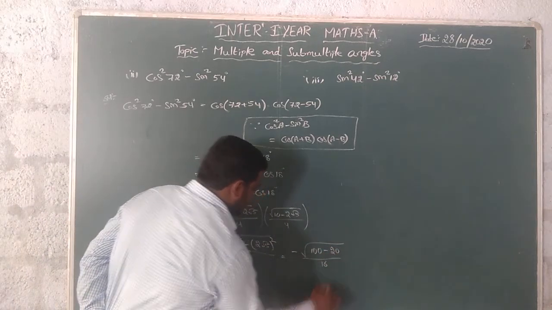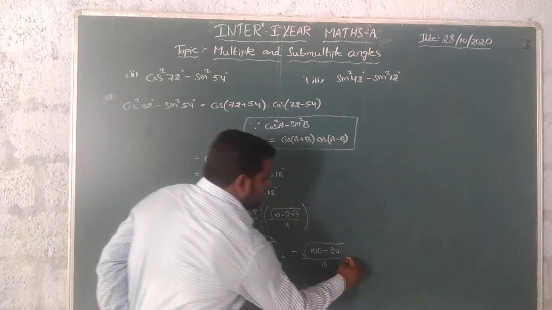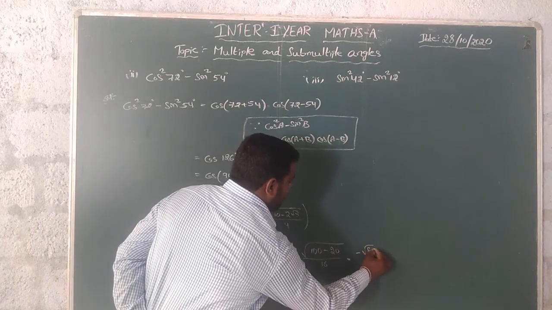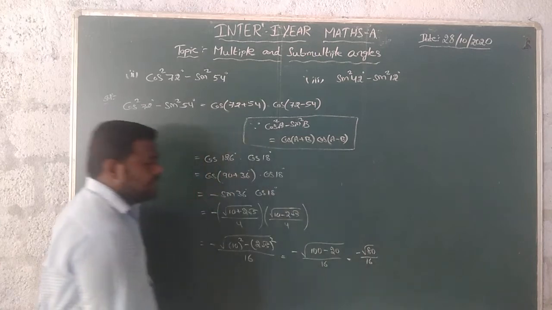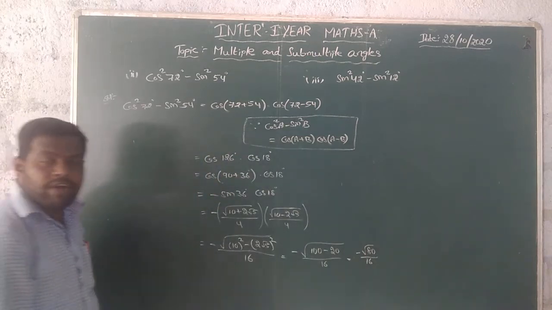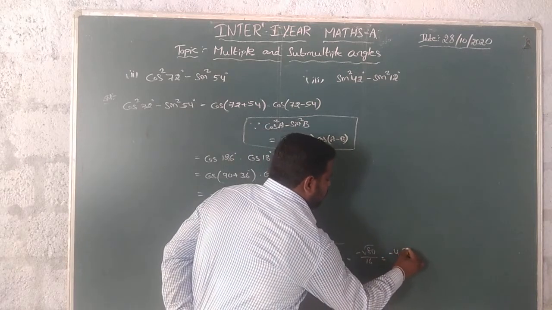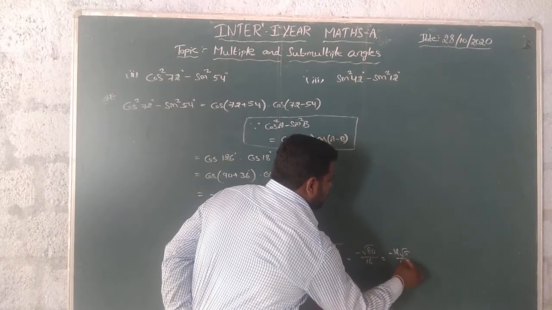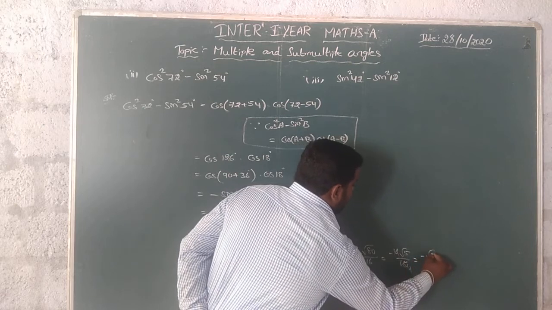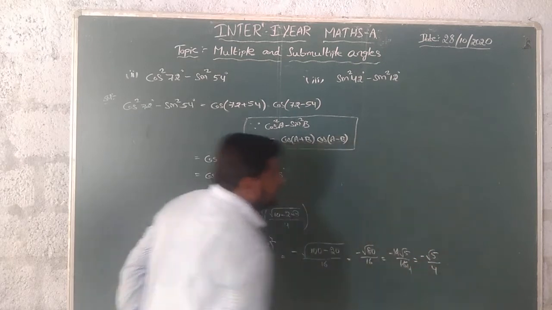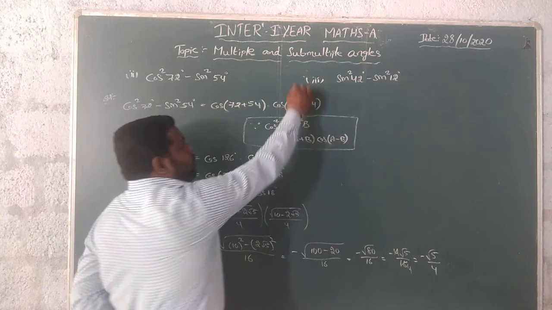by 16. So minus root 80 by 16. Root 80 can be written as 4 root 5, so minus 4 root 5 by 16. Four ones are four, four fours are sixteen. That equals minus root 5 by 4. So the third one is a homework problem.